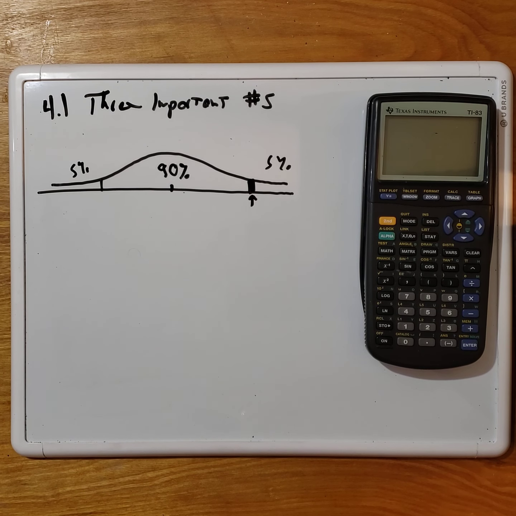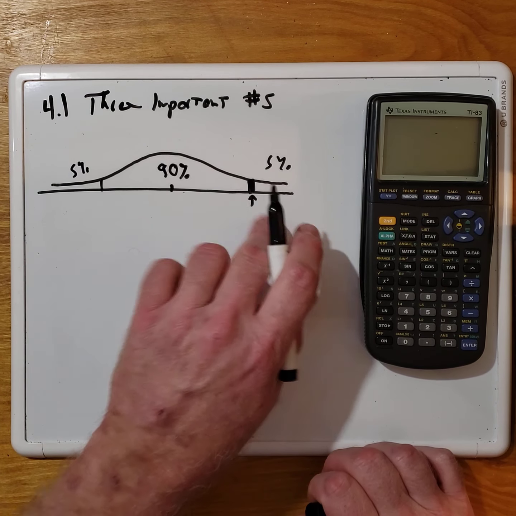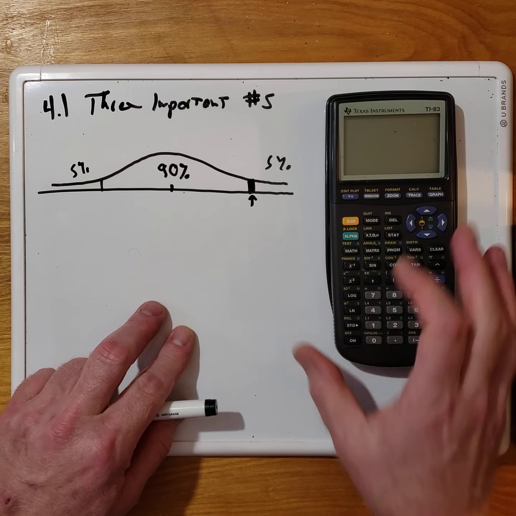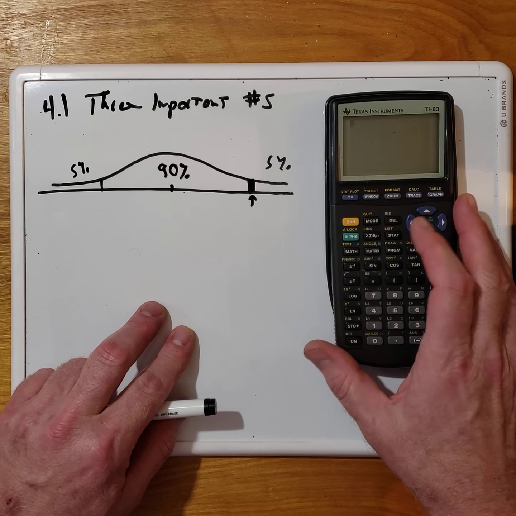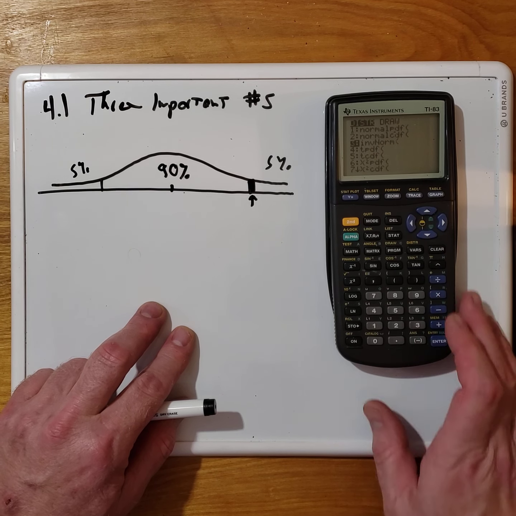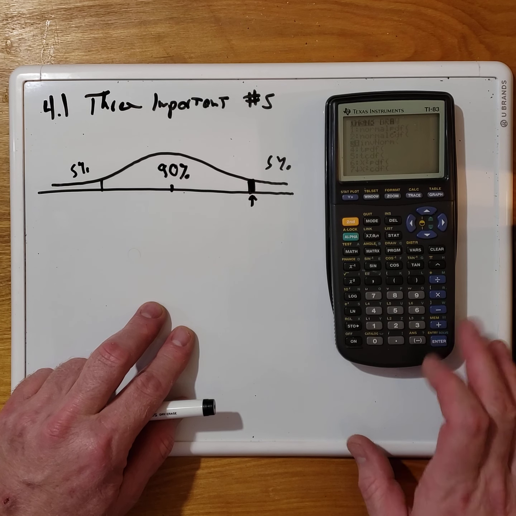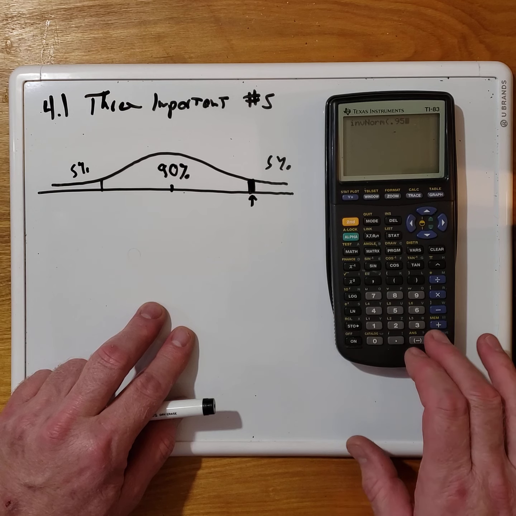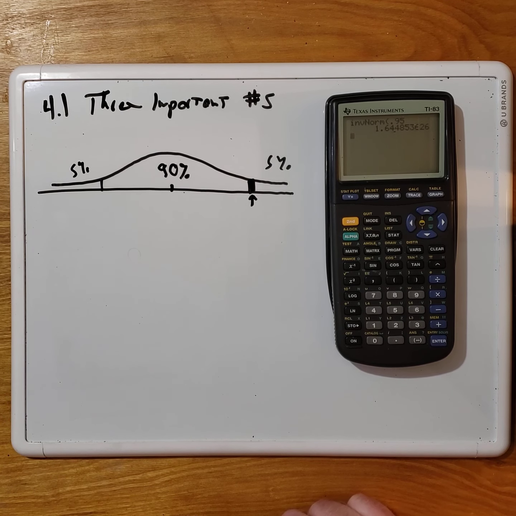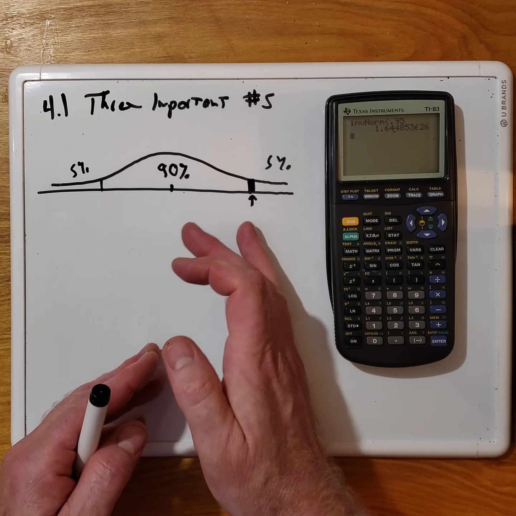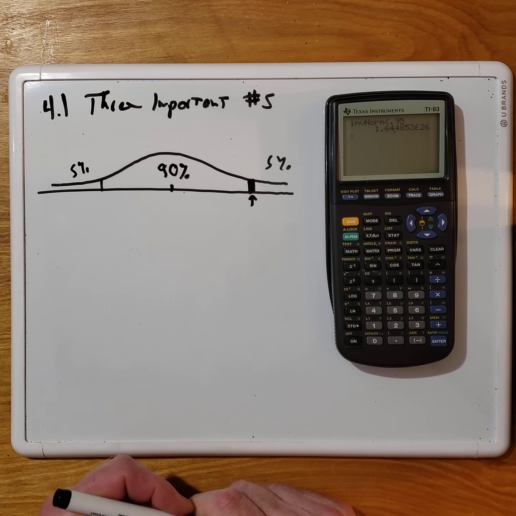Well, think about the percentile. If we got 5% above and 95% below, that's the 95th percentile. And you remember from previously, I hope, that if you go to distributions down to inverse norm and you give it the percentile, 0.95, it will give you the z-score that corresponds to that percentile, or how many standard deviations above the mean that point is.